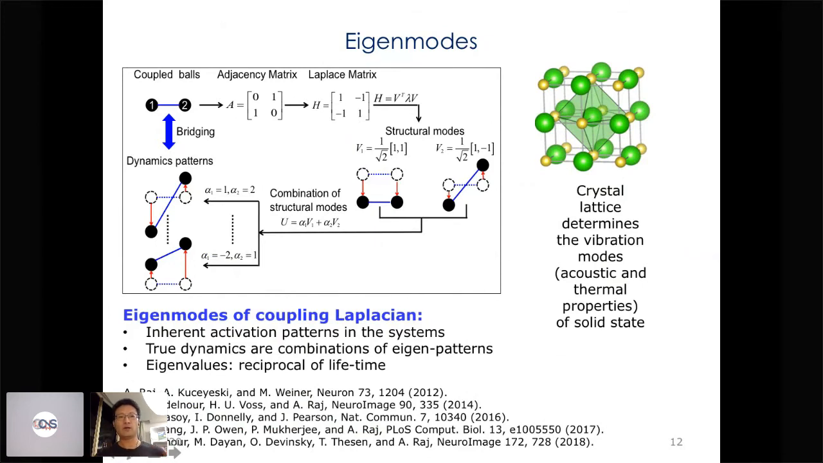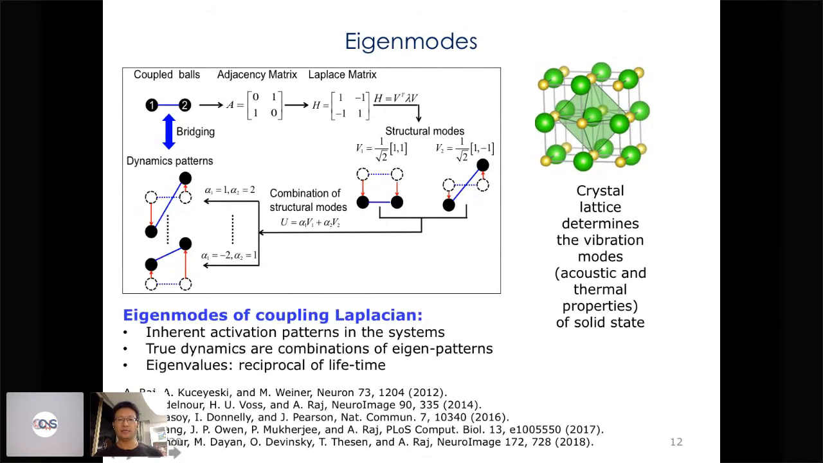You go from a network to a dynamical process, and then when you do the eigenmode analysis, you get the eigenvectors. The first eigenvector means the two spheres are moving together, and the second eigenvector, which is orthogonal, means the two spheres move in opposite ways. The idea of eigenvalue and eigenmode analysis is that any natural movement can be described as a combination of these two eigenmodes. When you apply this idea to the network of the brain, the eigenmode is the activation pattern in the system supported by the underlying network architecture, and the reciprocal of the eigenvalue is the lifetime of the activated mode.